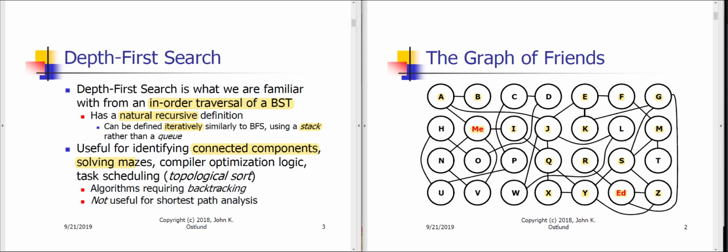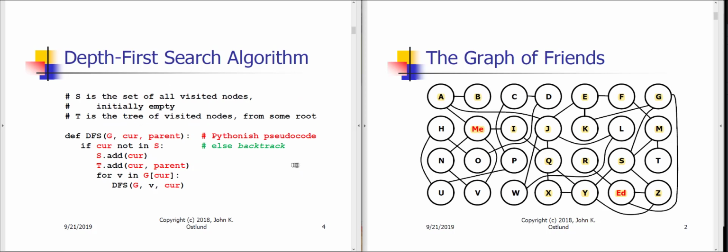Basically, any algorithm that requires backtracking, that is, you attempt to find a solution, you discover you can't go any further, so you back up and try another path, is where depth-first search comes in. Now, on the other hand, depth-first search is not at all useful for shortest path analysis. Depth-first search will find a path if a path exists, but offers no guarantee about whether that is the shortest path or not. Okay, so let's take a look at some almost working code for depth-first search.